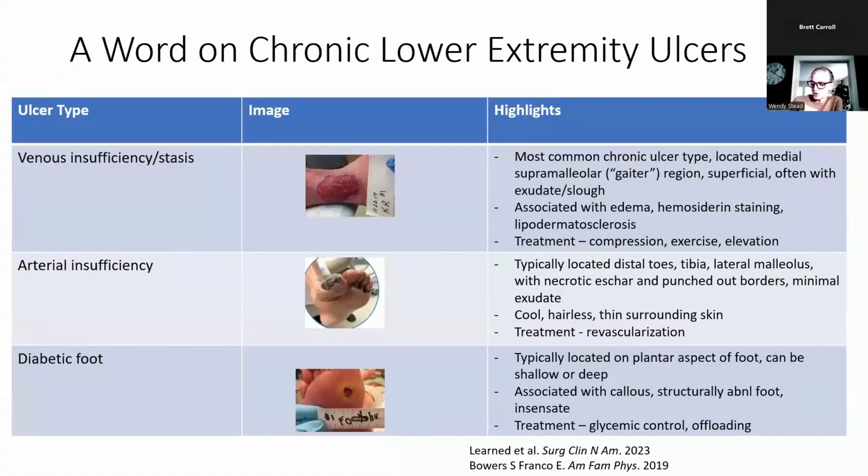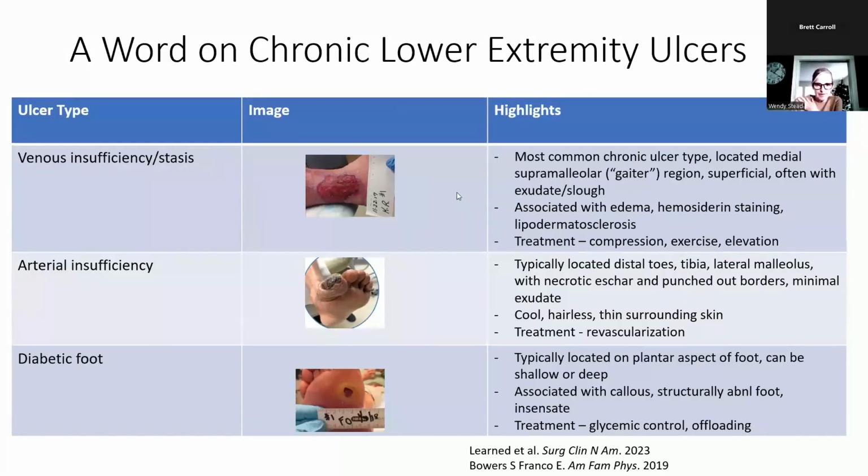I wanted to detour just for a couple minutes to talk about chronic lower extremity ulcers. Again, not because lymphedema often causes these, but because these other comorbidities often travel with lymphedema. And once an ulcer is there, it dramatically increases the chance of skin and soft tissue infection in these patients. So just a very quick overview.